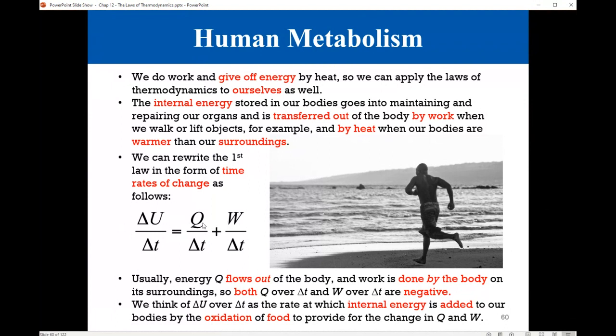But because of the diversity of the processes for humans, it is more convenient to deal with the time rate of change for these processes. So you divide by delta T. So here, the change of the internal energy per second is equal to the change in the heat energy per second plus the change in the work per second.